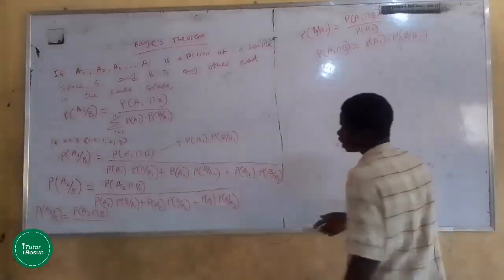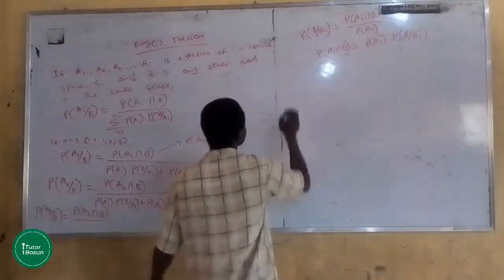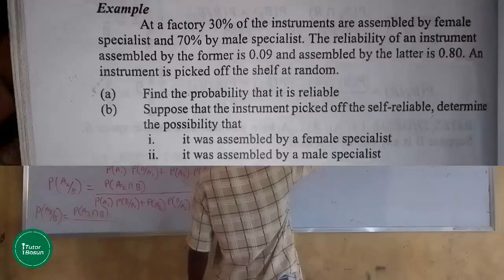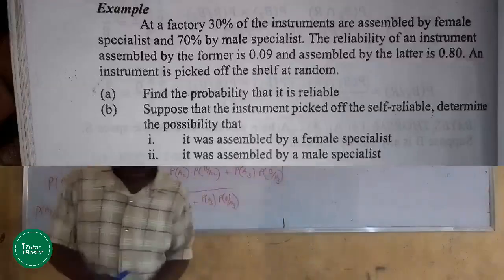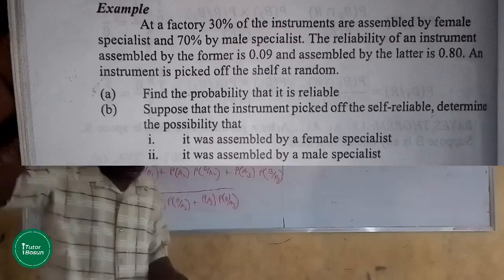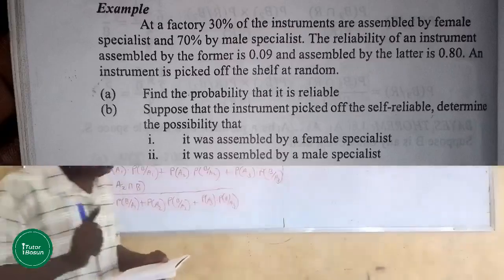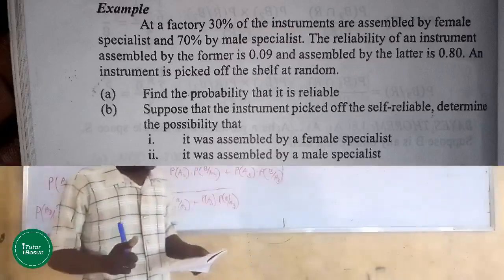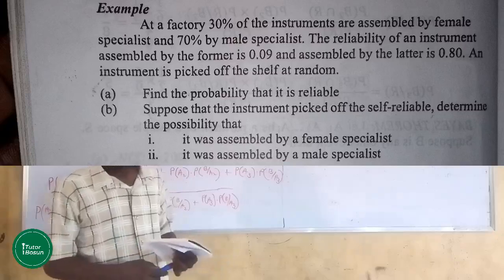So that's that with our Bayes experiment. So now let's apply that in an example. Example 1. The first example we have here on Bayes theorem says, at a factory, 30% of the instruments are assembled by female specialists and 70% by male specialists.